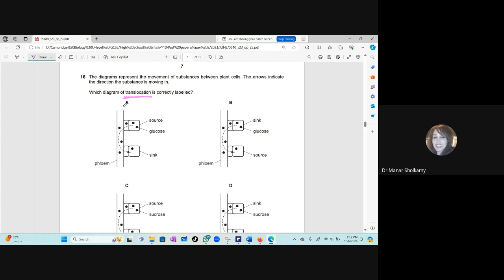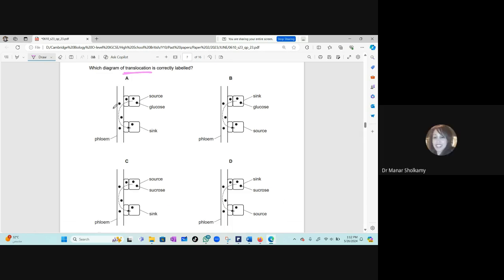They are moving from where to where? Sources to sinks. From the source to the sink. Very good. So I want you to look closely at diagrams A, B, C, and D and tell me which is the correct diagram showing the movement of sucrose from the source to the sink? C.